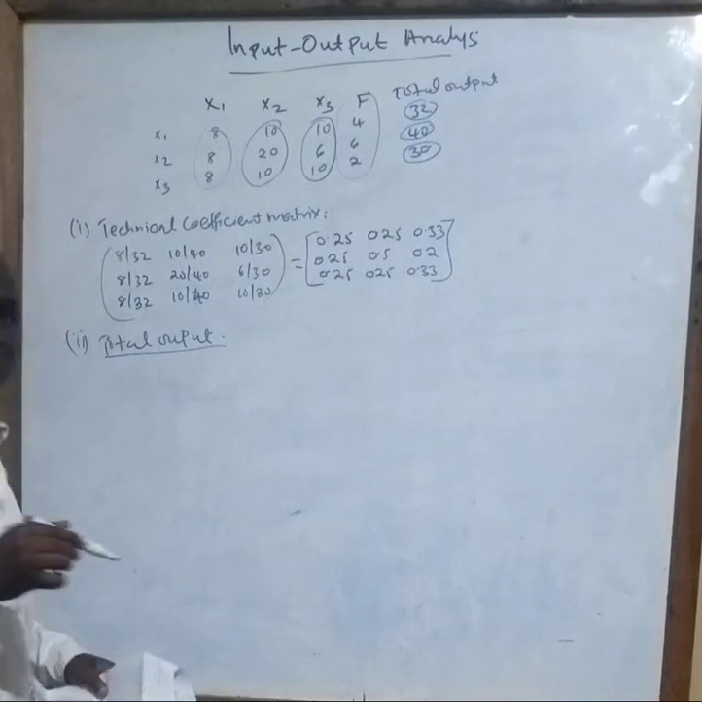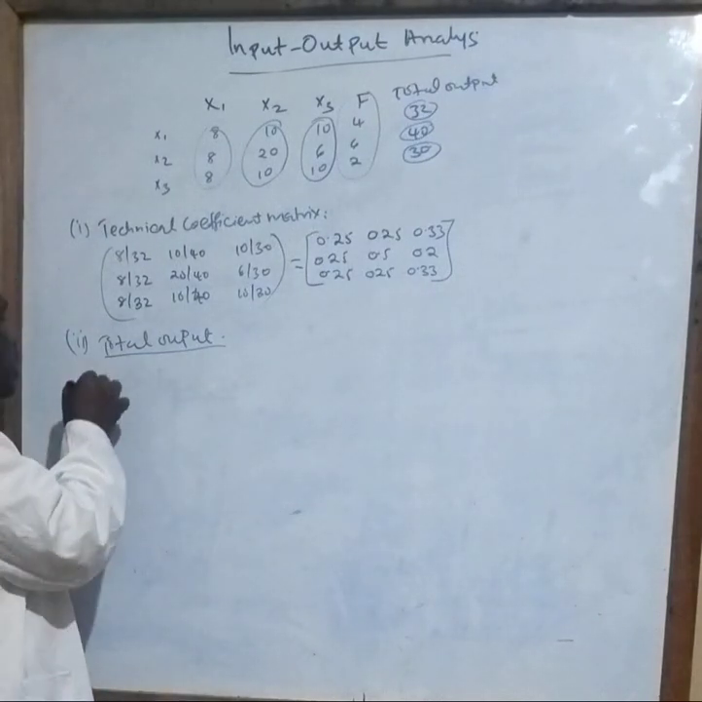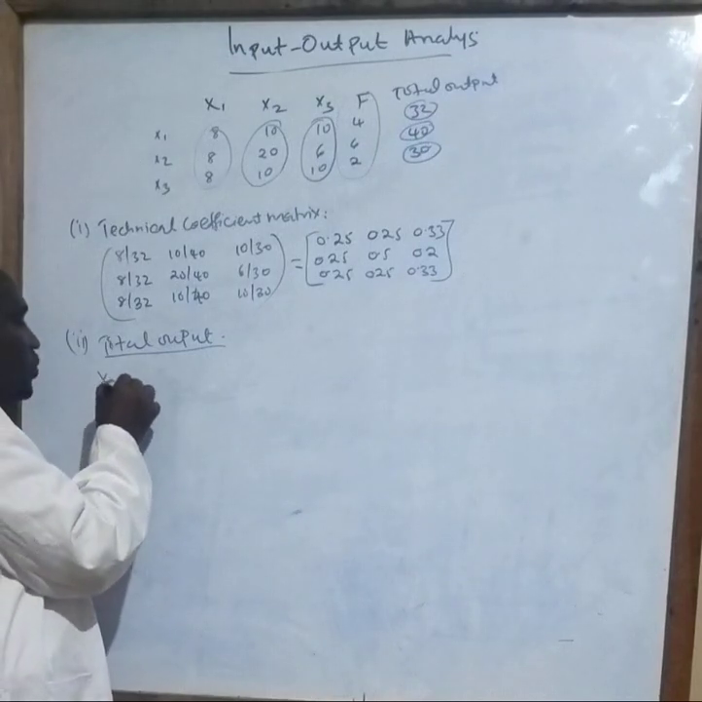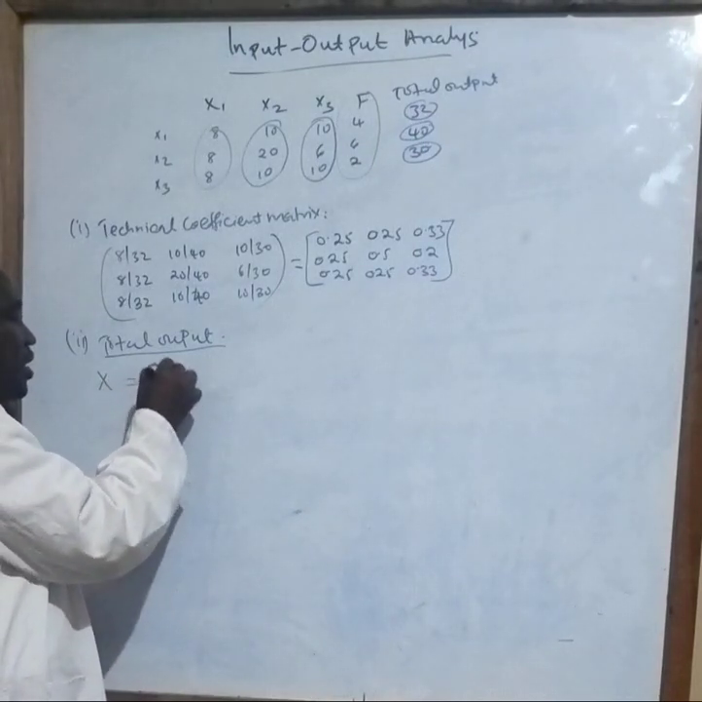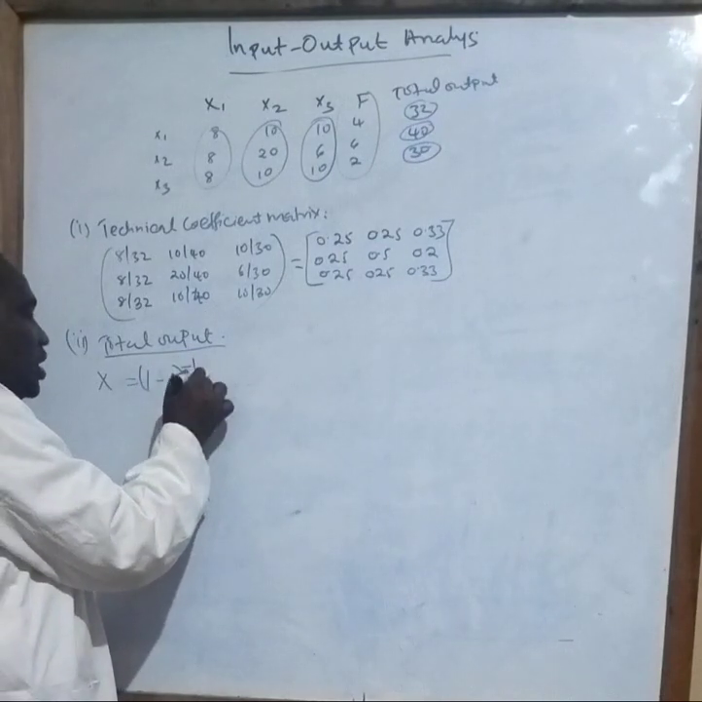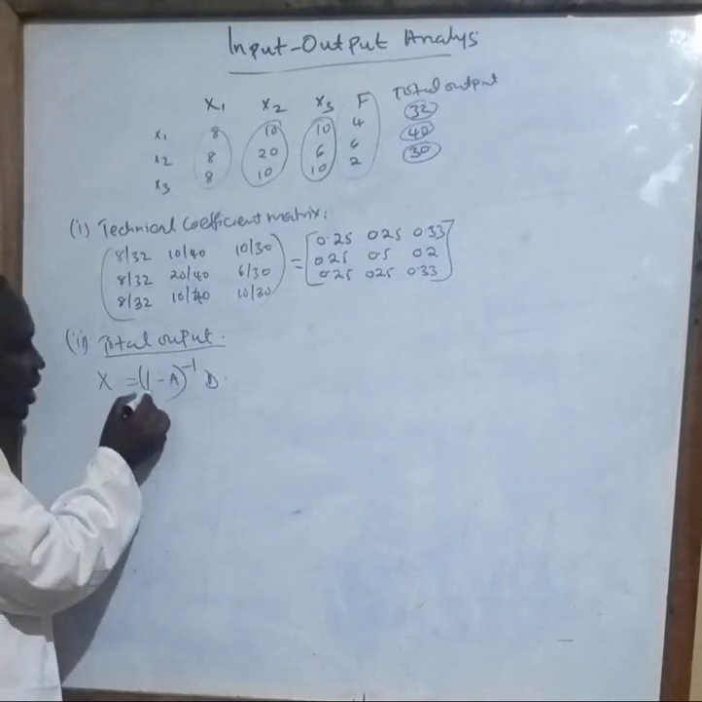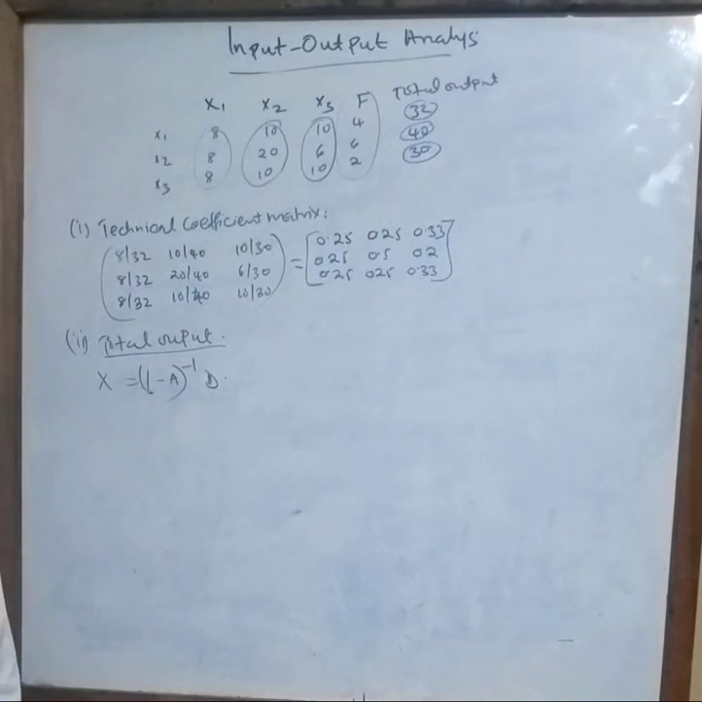How do we get the total output? By use of the Leontief model, total output X is given by (I minus A) inverse times D. Correct? So this I here stands for the identity matrix.